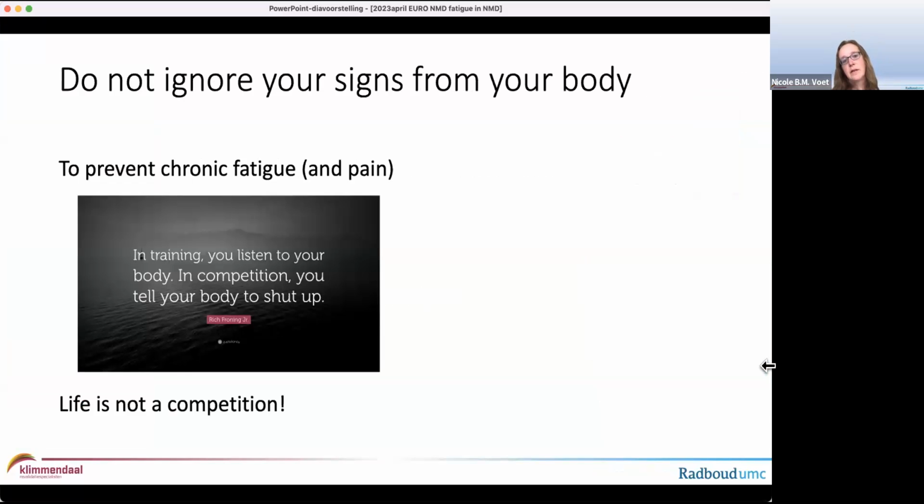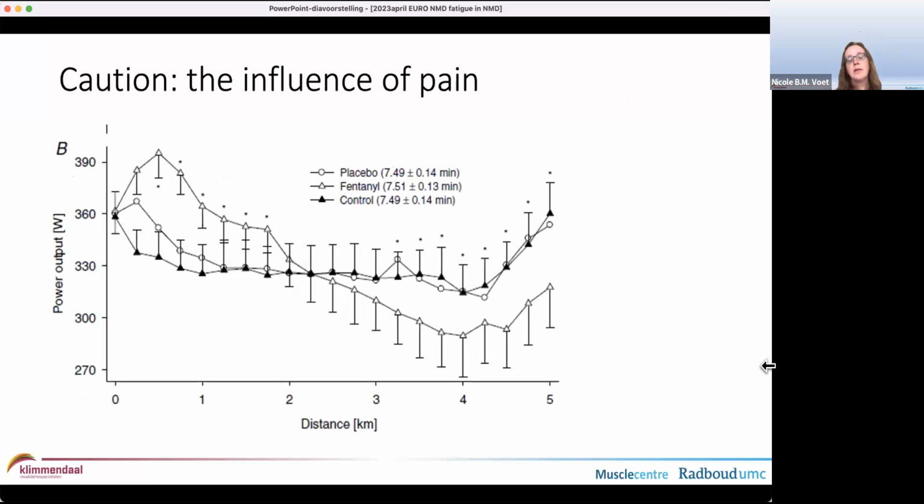And of course, patients are not top athletes, but they do have to know when they are in competition, when they have a big day out. Okay, that's okay to use the security reserve and to know that you have to take a rest afterwards. But don't be a top athlete in every daily life, because life is not a competition, to prevent chronic fatigue and pain. Because this research shows also an important component, the use of psychostimulants or pain medication.